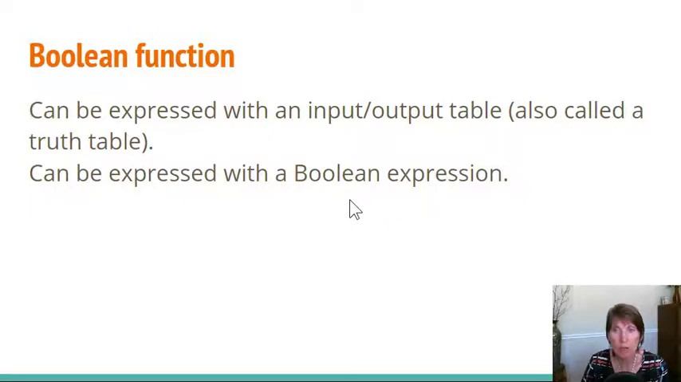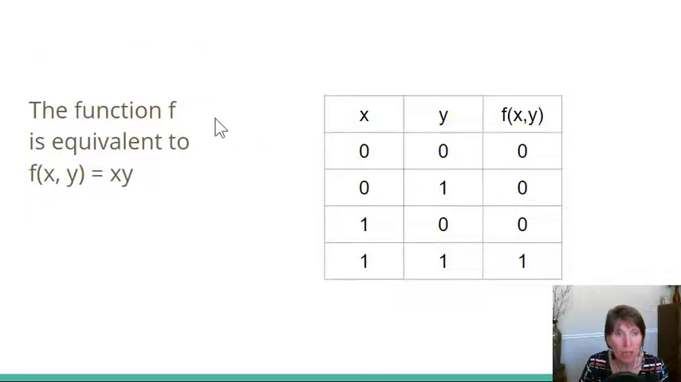Now there are several ways that you can express a Boolean function. Two of them are with an input-output table, which is commonly also referred to as a truth table, or it can be expressed with a Boolean expression. Here's an example. On the left, we're seeing a Boolean function expressed as a Boolean expression, x times y. On the right, we're seeing the same Boolean function expressed as an input-output table, or a truth table.